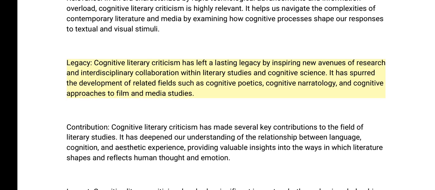Legacy. Cognitive literary criticism has left a lasting legacy by inspiring new avenues of research and interdisciplinary collaboration within literary studies and cognitive science. It has spurred the development of related fields such as cognitive poetics, cognitive narratology, and cognitive approaches to film and media studies.